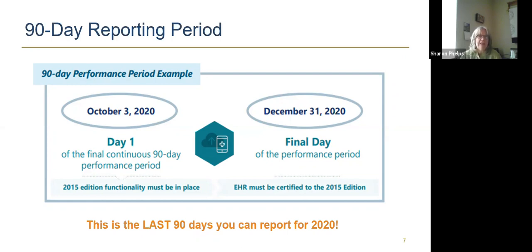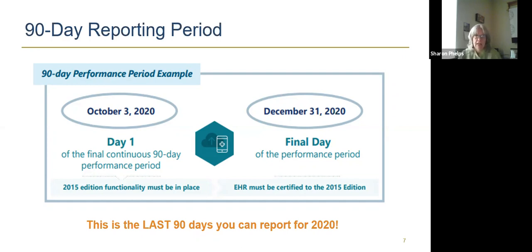The second thing is you need to make sure your 2015 edition functionality of your EHR system is in place. Now there's a couple different ways you can tell that. We're going to talk about that, but one of them is to ask your EHR vendor. So if you don't know if your system is 2015 edition software, that's a good question to ask your EHR vendor. The second thing is you need that functionality from 2015 where you can use it no later than October 3rd, but it actually has to be certified by a certifying body by the time frame ends, which is December 31st, 2020. Again, that's a question for your EHR vendor. Has your system been certified? Is the functionality there, and has it been certified?